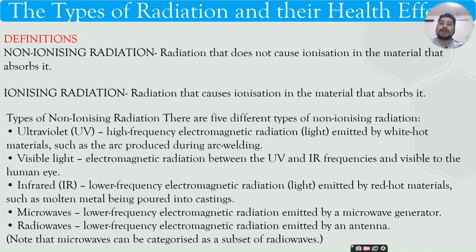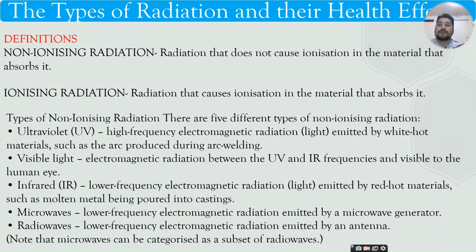After that, we have the visible light. Electromagnetic radiation between the UV and infrared frequencies and visible to the human eye. So what will happen whenever there is a non-ionizing radiation called the visible light? It lies between UV and infrared frequencies, and it will be visible to our human eye also. After that, the third one, we have infrared, lower frequency electromagnetic radiation emitted by red hot materials such as molten metal being poured into castings. It is infrared.